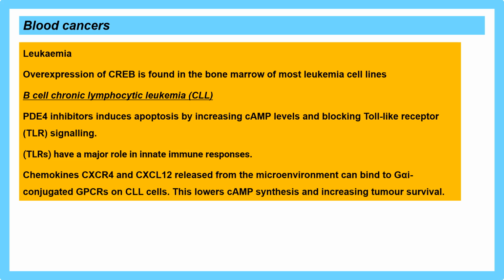So when you have these proteins called chemokines, so CXCR and CXCL12, produced within those white blood cells, they can bind onto the G alpha i subunit of GPCR on cells, and as a result of that, that lowers the cAMP synthesis, because the G alpha i and the G alpha s are involved in the regulation of adenylyl cyclase. So the G alpha i is what halts the adenylyl cyclase activity. So as a result, you have low cAMP synthesis, and that is what increases tumor survival.